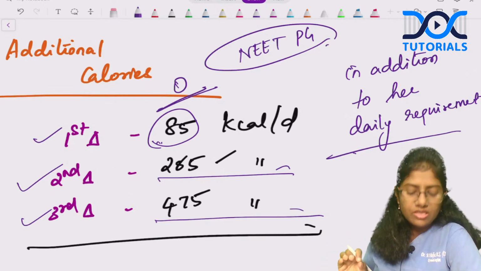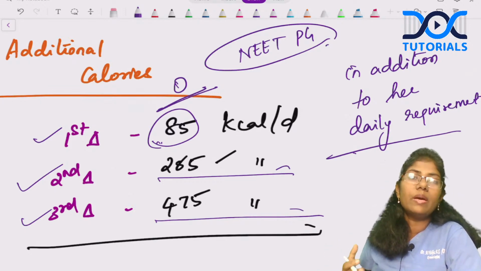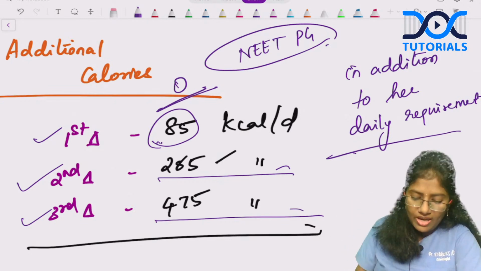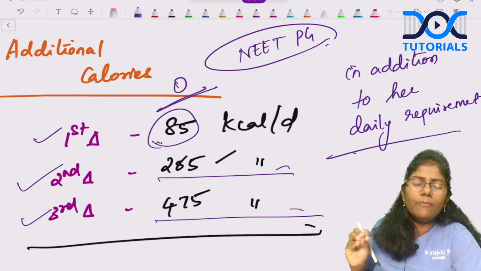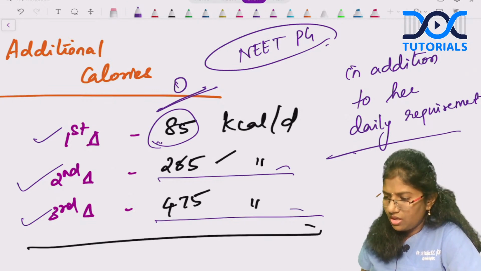In the second trimester it is 285 and in the third trimester it is 475. You need not expect the examiner to give the exact value given in Williams, okay. I have written whatever is given in Williams here, but yes, you can choose the closest answer according to the options, okay.